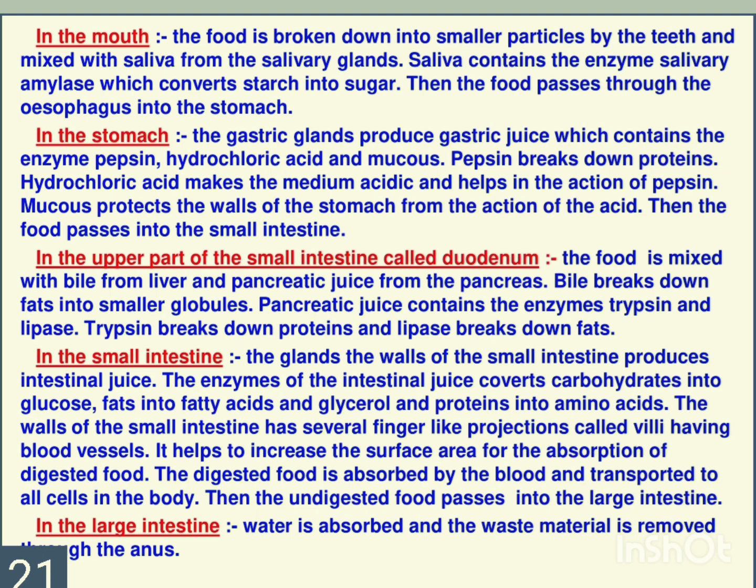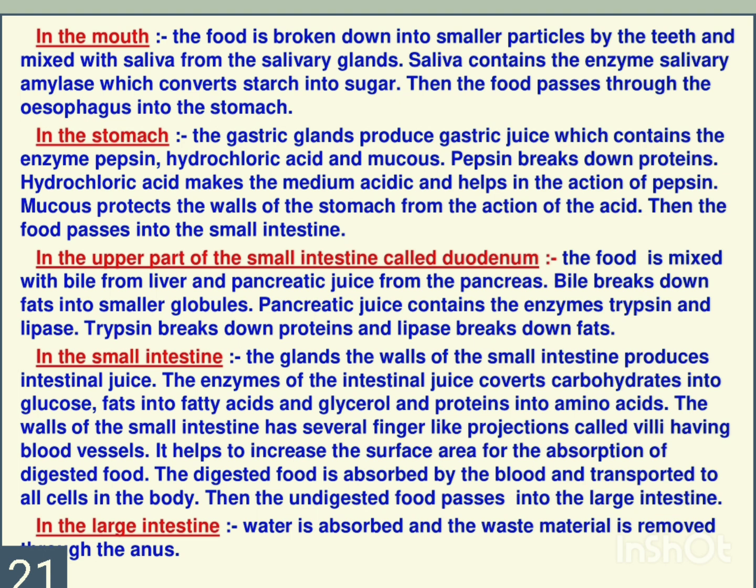So what happens after the mouth? The food we are chewing will enter the stomach with the help of the esophagus. Then what will happen in the stomach? Salivary amylase, the enzyme, is already there. Next in the stomach, what is happening? The gastric glands produce gastric juice which contains the enzyme pepsin.